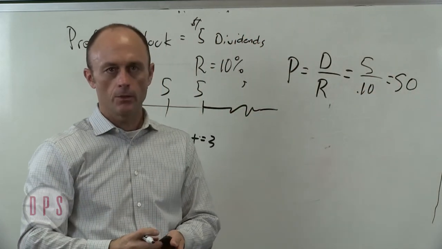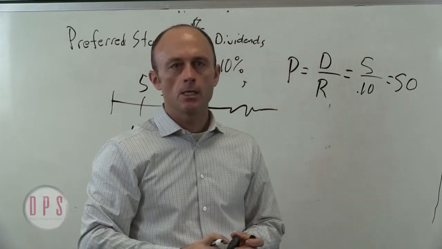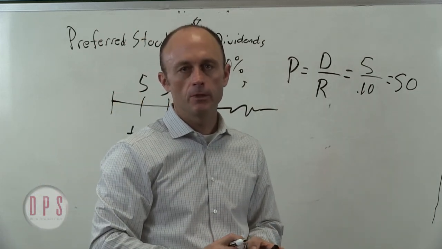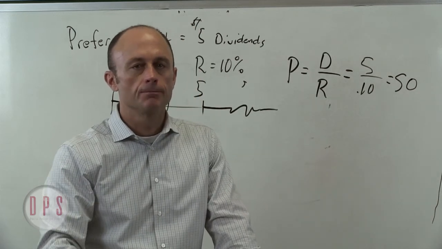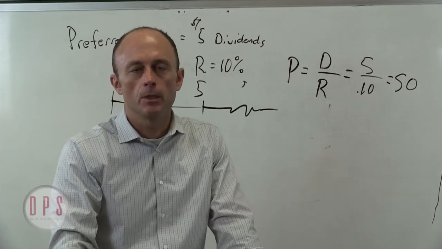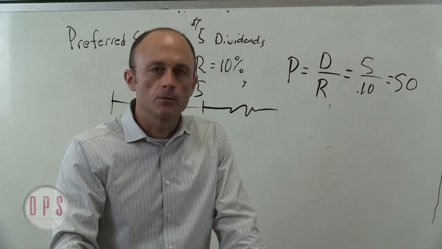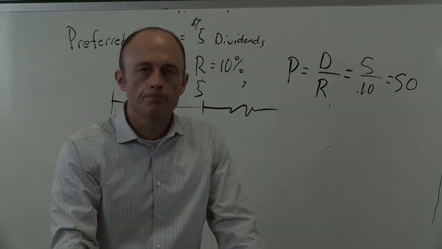Okay. And I have another example here. Let's say the preferred stock pays a dividend of $2.10. The required rate of return is 7%. Just take $2.10 divided by 0.07. And we'd see that it comes out to $30 per share.